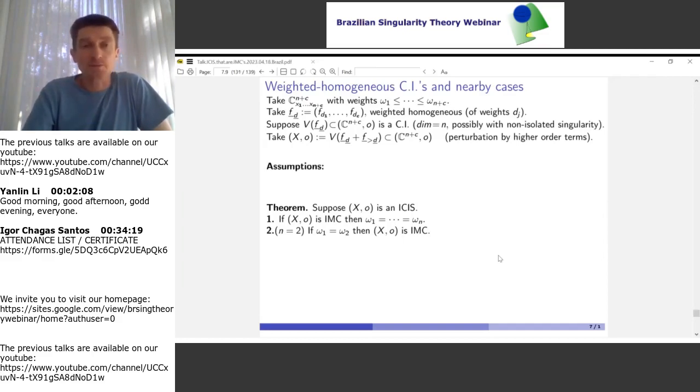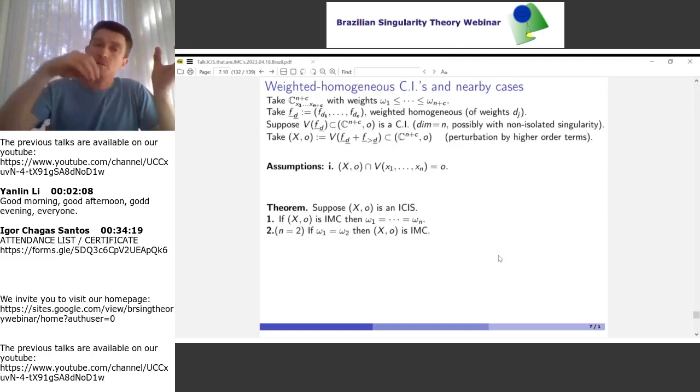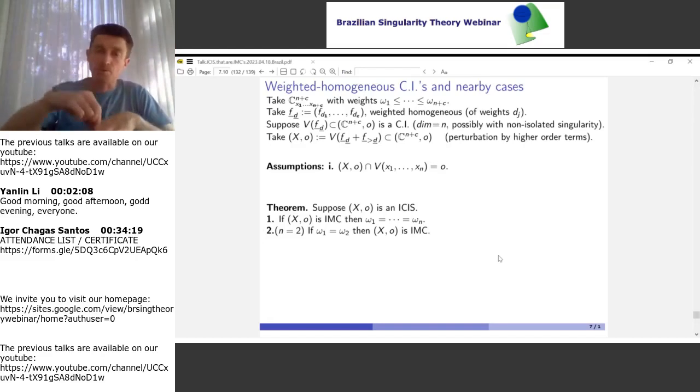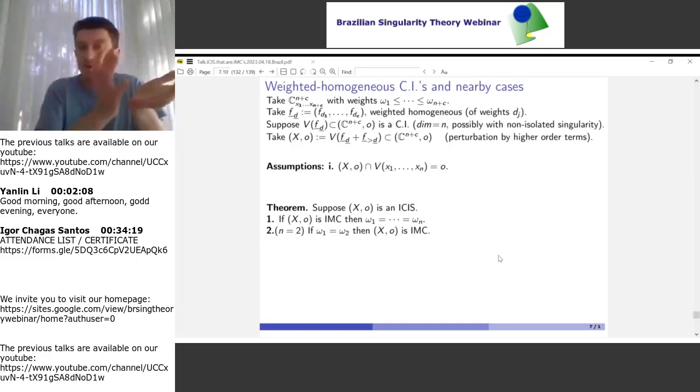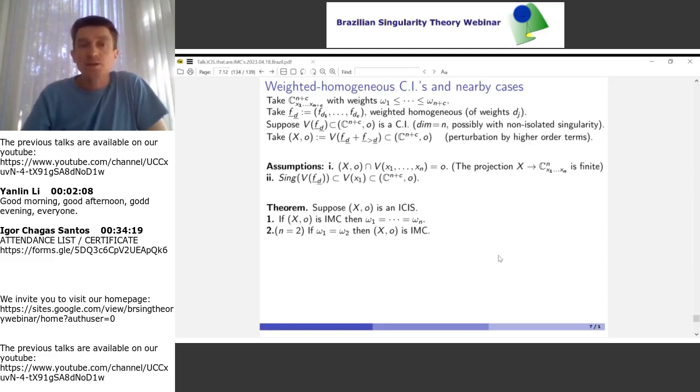So here are some assumptions. First of all, we assume that the intersection of X0 and the coordinate plane over the zero downstairs is the smallest possible. It is just the origin. This is equivalent to saying that the projection onto the first m coordinates is finite. This is a restrictive assumption. It is not always satisfied, but we need it. And another assumption, we assume that the singular locus of the initial complete intersection sits inside this hyperplane. So the initial complete intersection could have non-isolated singularity, but its singular locus must lie inside the x1 equal to 0 hyperplane.